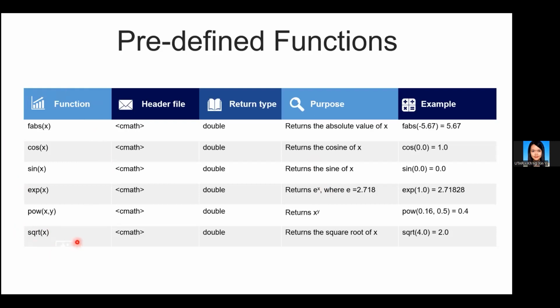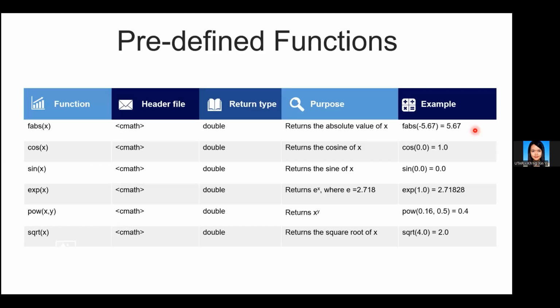I have also provided the header file and the purpose, which means what is the purpose of using this predefined function. I also provided some examples so that you can understand more. So what is a return type? Return type means that if I call the function, what is the data type of the return value, which means the data type of the resulting value after using the function.